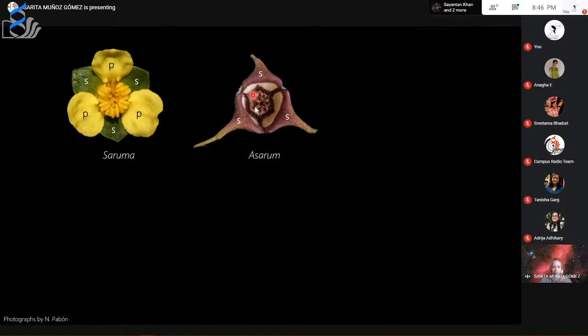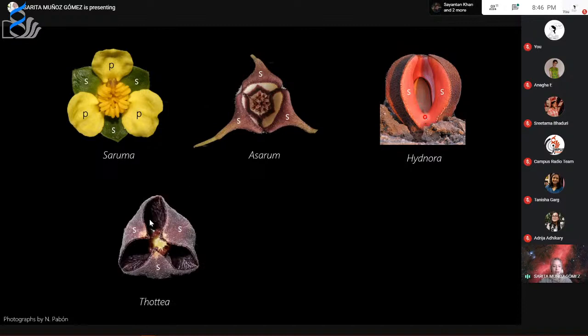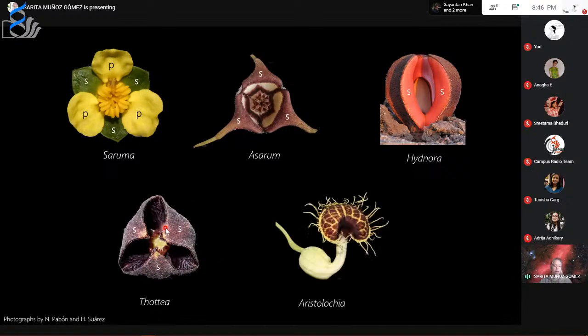Asarum has three sepals, and they are kind of purple, but they can be a little yellow too. Thottea has three fleshy orange sepals. Thottea has three sepals that are more fused together, and they are kind of dark purple. And then we have Aristolochia, in which flowers have three sepals that are completely fused together. And then we have this weird coloration with patterns formed by three distinctive colors, which are yellow, red, and purple across the whole perianth.